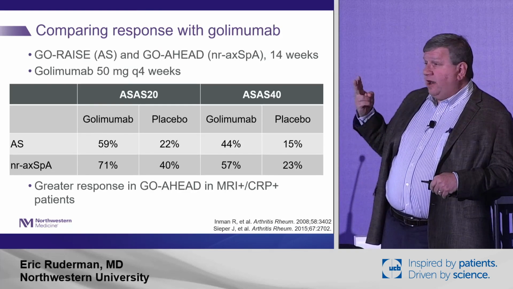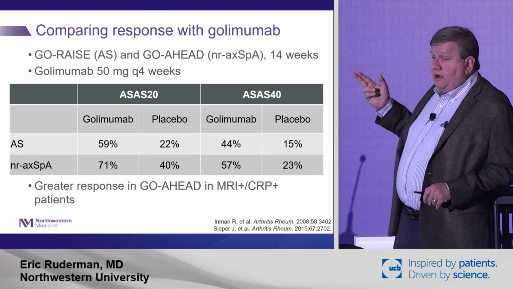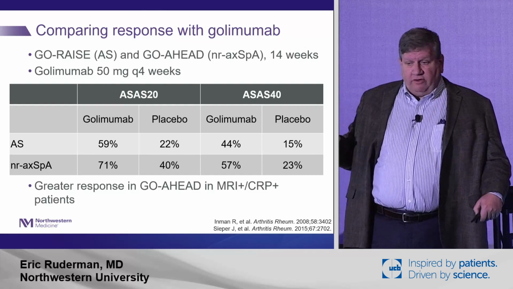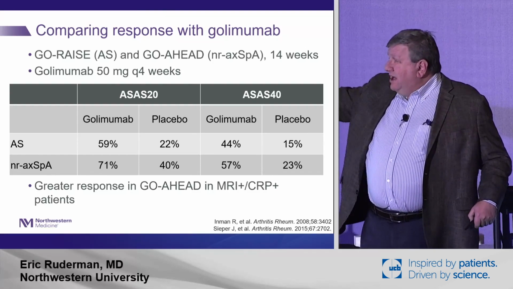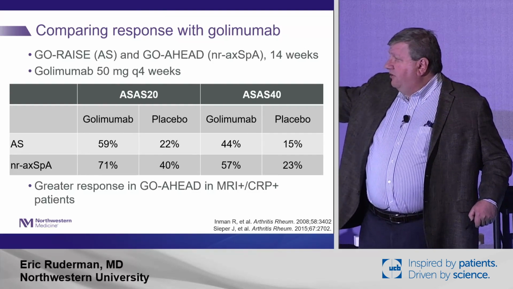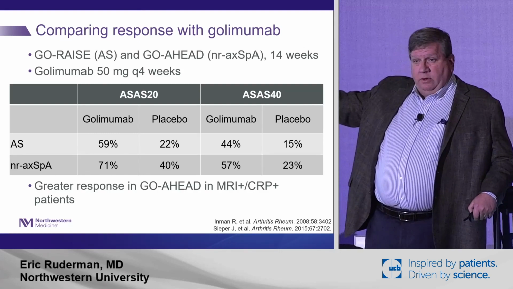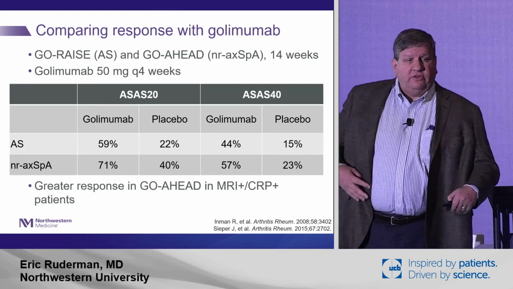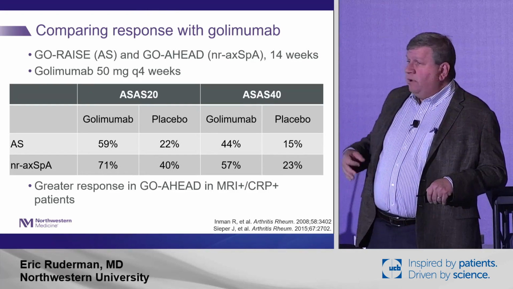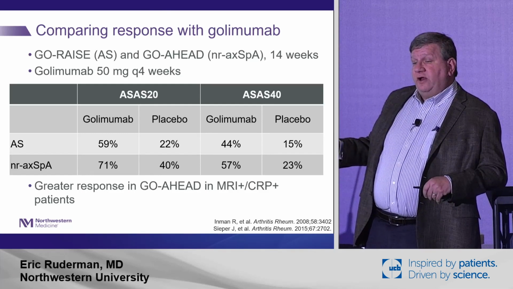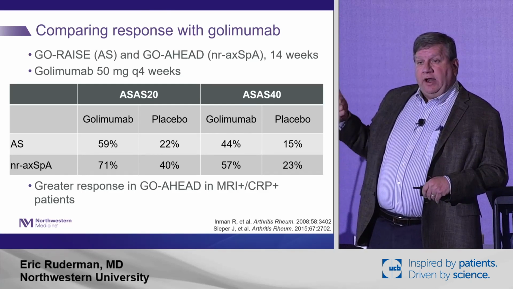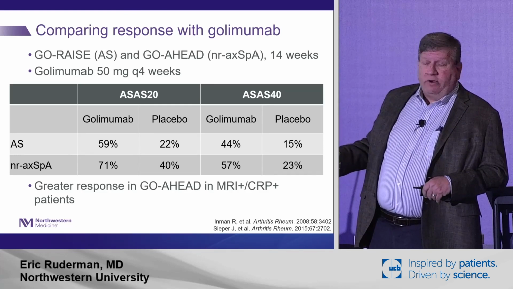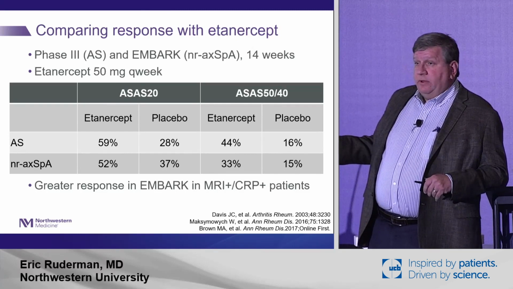Here's golimumab, 2 studies, GO-RAISE and GO-AHEAD in non-radiographic AxSpA, 14-week outcome, 50 milligrams every 4 weeks, standard dose of golimumab. And again, not exactly the same, but the overall response rates are pretty similar. Especially if you adjust for the placebo response and look at the effect size. So you get a little higher response rate in the non-radiographic group, but a little higher placebo response rate in that study as well. And again, the people who had an abnormal MRI or CRP, or particularly both, responded better in the non-radiographic group. And etanercept, same story.